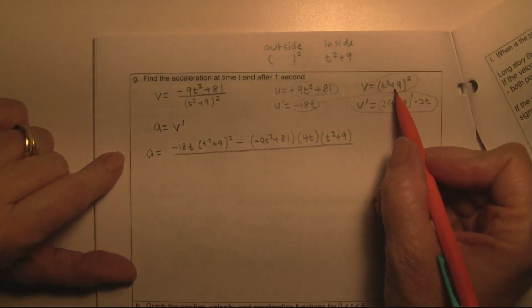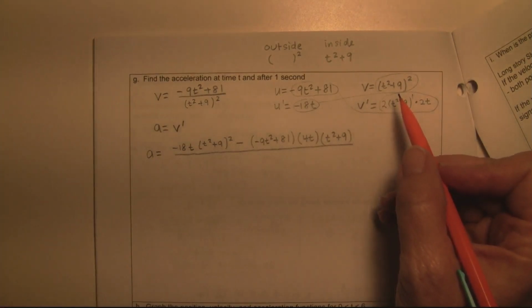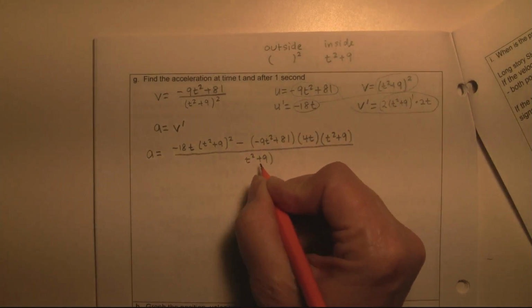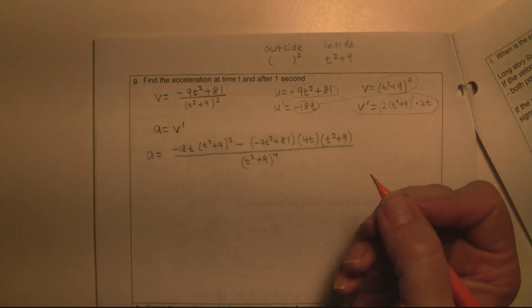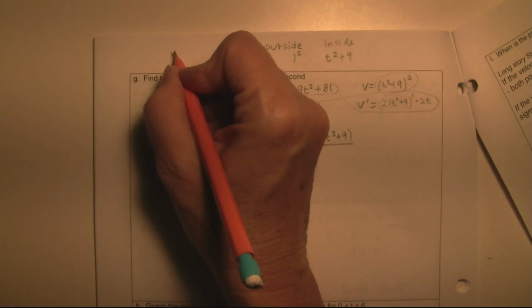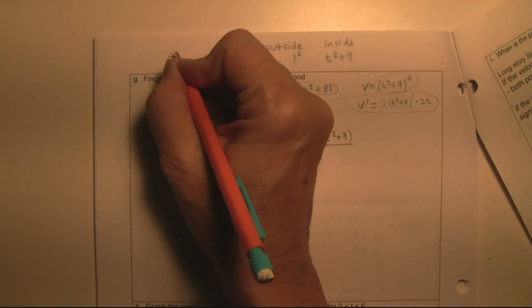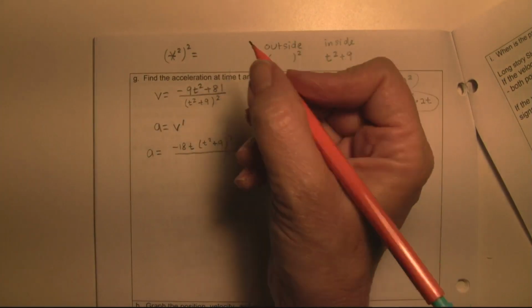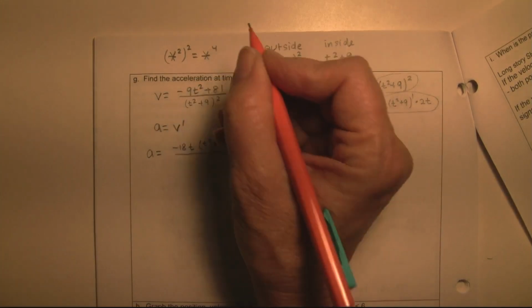And then I'm going to square that. So if I square something that's squared, I get raised to the 4th. So this would be t squared plus 9 raised to the 4th. If I had something that was squared, and I squared that, then that's the power rule: 2 times 2 is the 4th.